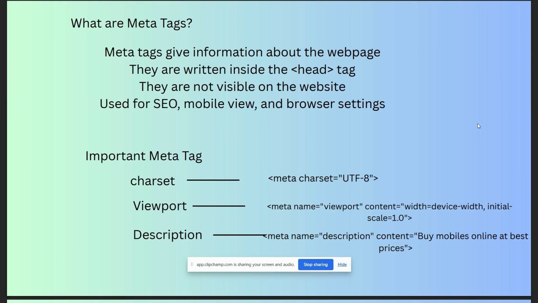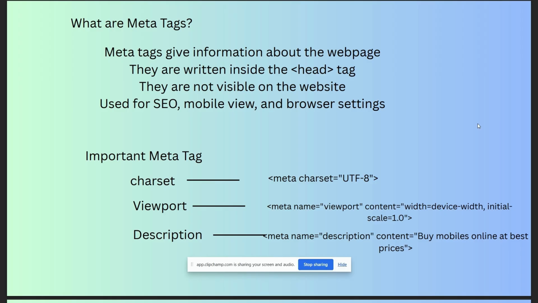First, let's understand what a meta tag is. A meta tag is used to give information to the browser and search engine. It gives some information about the web page. Meta tags are always written inside the head. If you write a meta tag inside the body, the browser will not consider it.